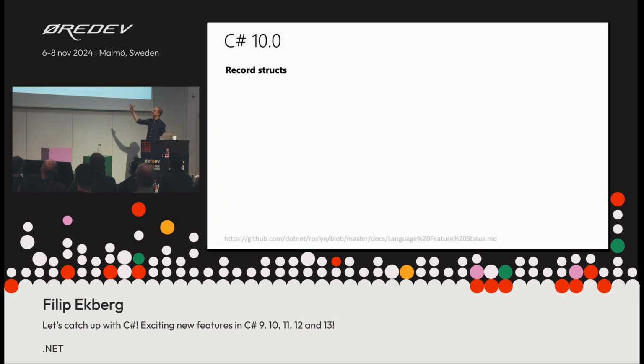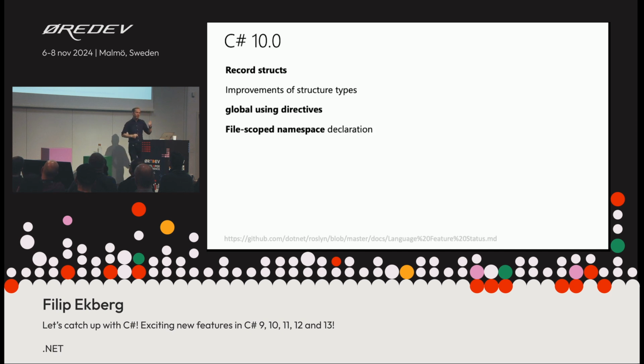C#10 built upon the same thing. They improved records a little bit by introducing the same functionality for structs. The only difference is that structs are not immutable by default. Value-based equality still gets the same implementations as you'd get with the record class. If you want to make it read-only, you have to append the read-only keyword as well. How many of you are using structs? Oh, that's more than I would have expected. So about a handful.